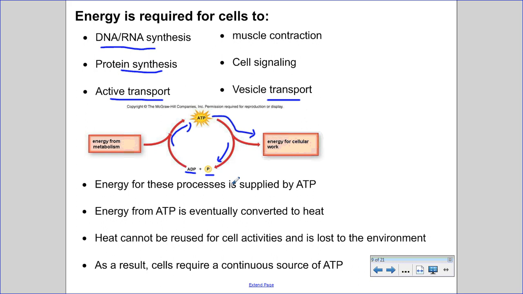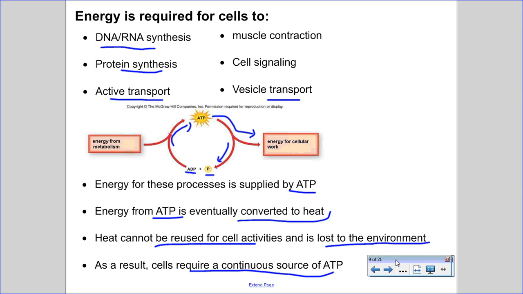So energy for all of these processes is supplied by ATP. Energy from ATP is going to be eventually converted into heat. And because heat cannot be reused for cell activities, it is lost to the environment. So as a result, cells require a continuous source of ATP in order to meet their energy demands.